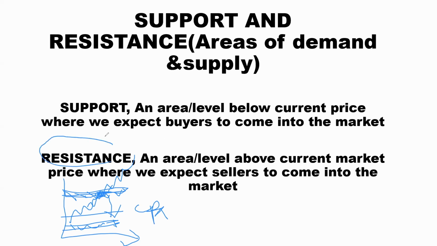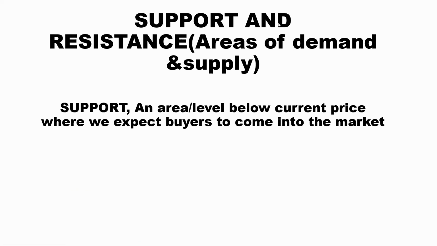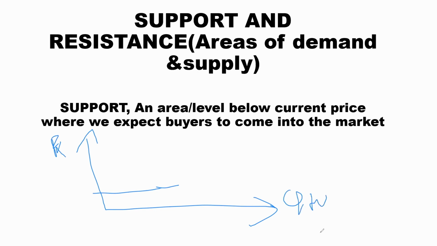Now, someone may be asking, why is it also called areas of demand and supply? Those who have done economics clearly know that demand, buyers want to buy when prices are low, right? Let's say this is your price and this is your quantity. The more quantities, let's say 1,000 kilograms of something, let's say rice or sugar, will be bought cheaply.